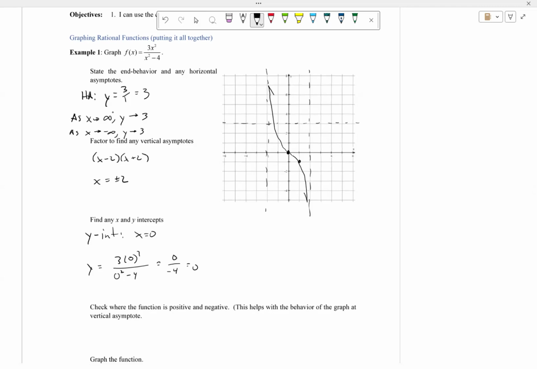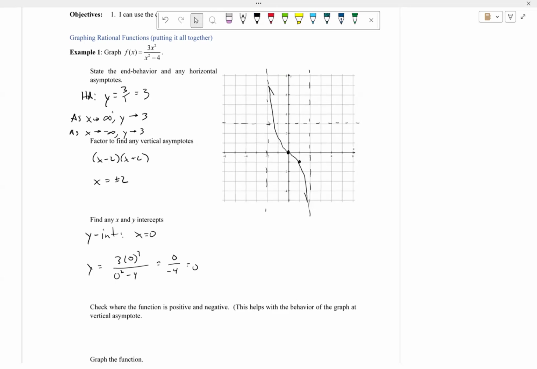I'm going to plug in 2 more points. What do you think I'm going to plug in? Well, we haven't finished it yet. I want to see what's going on over here on this side. You can see there, on the right of the vertical asymptote, it's either up here or down here. Because remember, those asymptotes are guides.